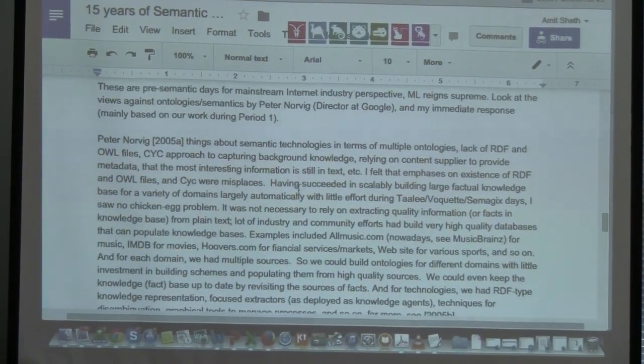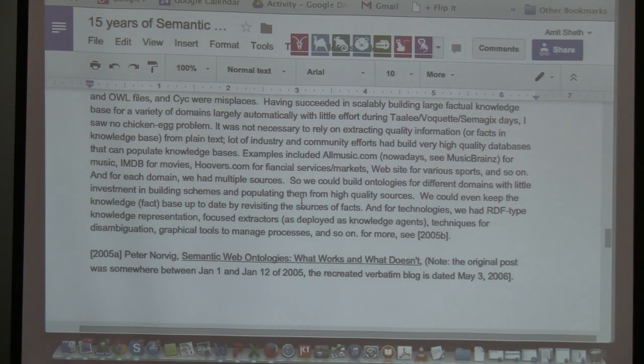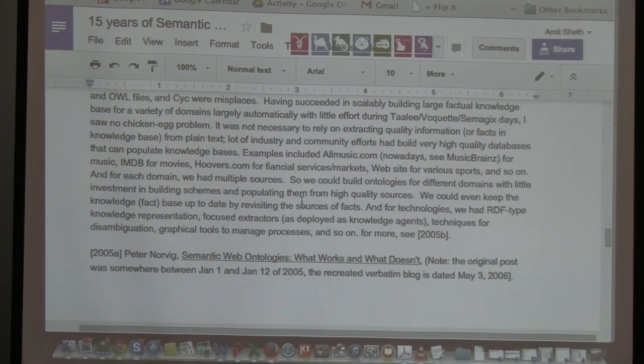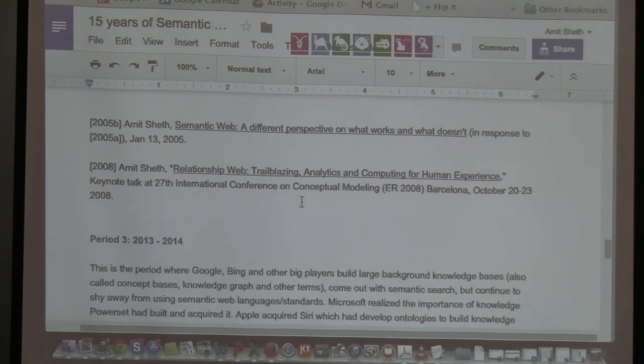How do you get to that? There are many things. That was in part related to a debate that I had. There's no direct debate really, but there was a post and I responded to it. A post by Peter Norvig, Semantic Web Ontologies: What Works and What Doesn't. And my response, a different perspective on what works and what doesn't.